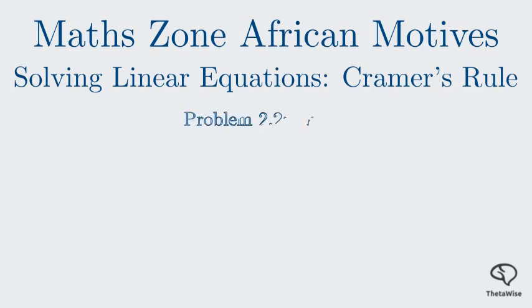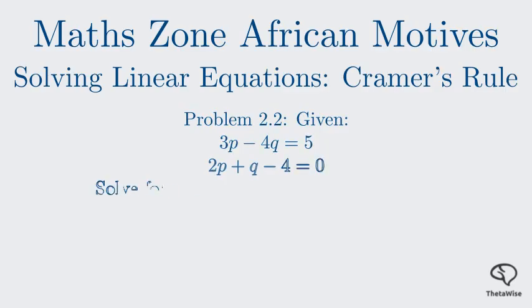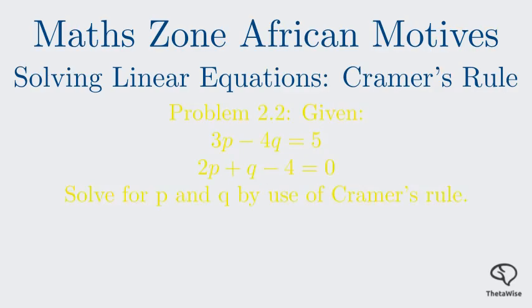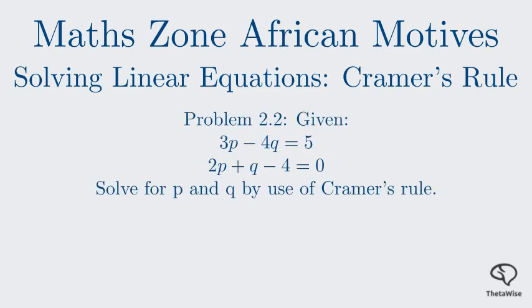Our objective is to solve for the variables p and q using Cramer's rule for the following given system of equations. Before we begin, notice that the second equation, 2p plus q minus 4 equals 0, is not in the standard form we need. For Cramer's rule, our equations must be in the form ax plus by equals c. So, our first step will be to rearrange this second equation.